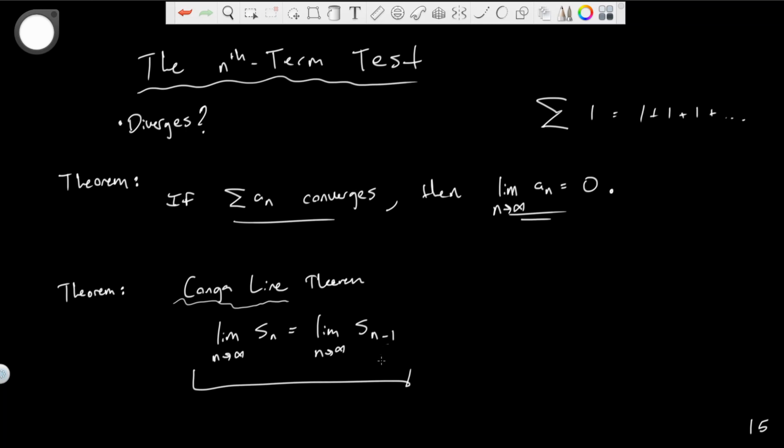The reason why it's called the Conga line theorem is because if you imagine the Conga line dance. Let me try to draw better stick figures here. Wherever the first person goes, the others will follow. Right? That's the idea behind this. So we're going to use this fact to prove if a series converges, then the sequence that series is constructed by must be going towards 0.